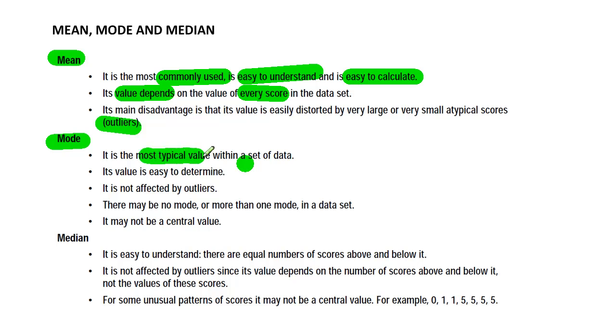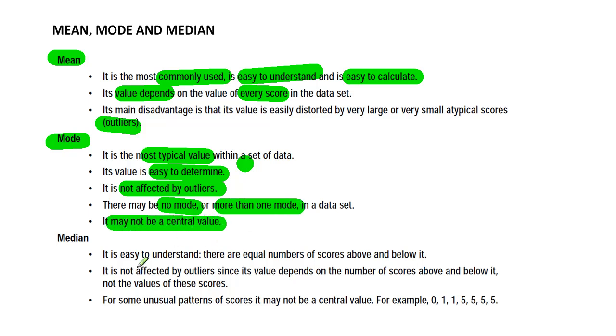What about mode? It's the most typical value within a set of scores because it's the one that occurs most often. It's easy to work out. It's not affected by outliers, but there may be no mode, or there may be more than one mode. So it may not be a central value, whereas mean will be, although it is influenced by outliers.